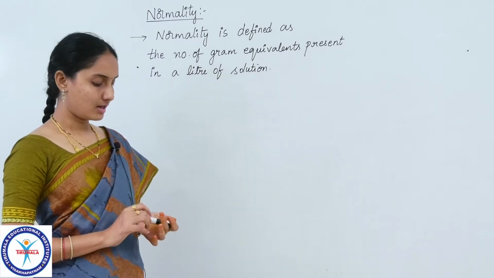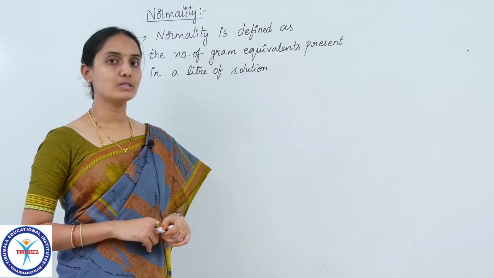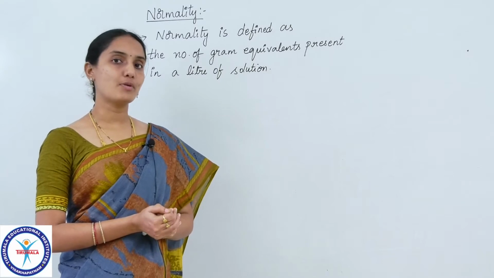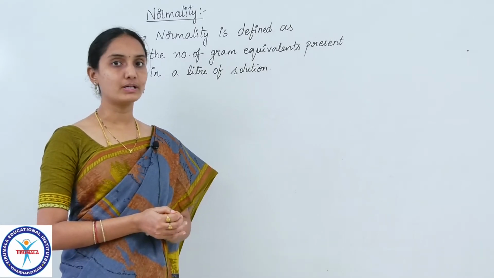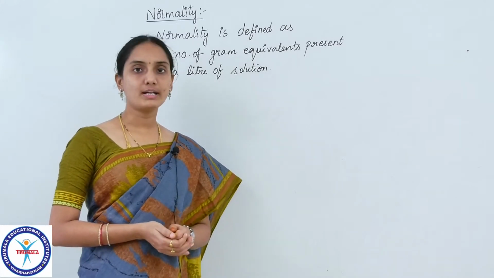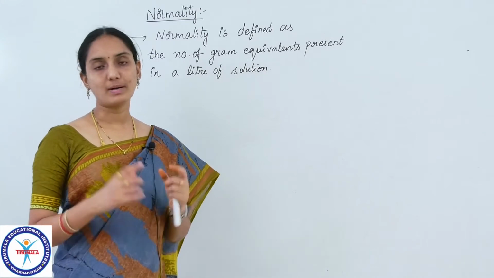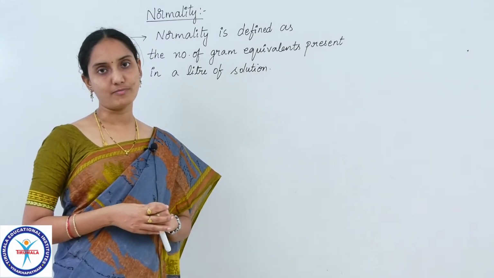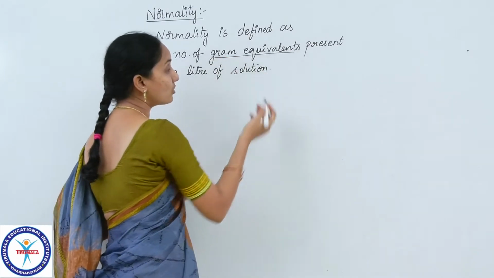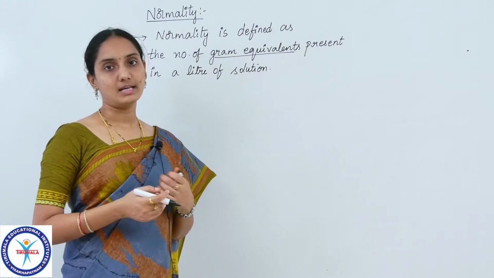In molarity we know how to calculate the number of moles, which we learned in the mole concept chapter: the number of moles is equal to the given weight of a substance divided by its molecular weight or molar mass. By that ratio we can find the number of moles. But what are these gram equivalents here? How to calculate these gram equivalents? You have to learn that now.